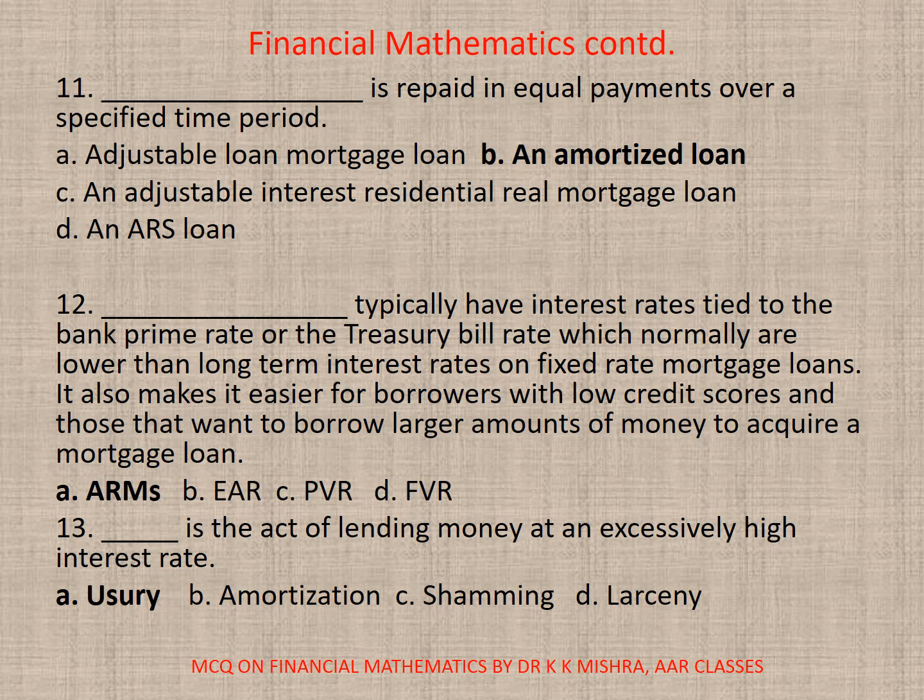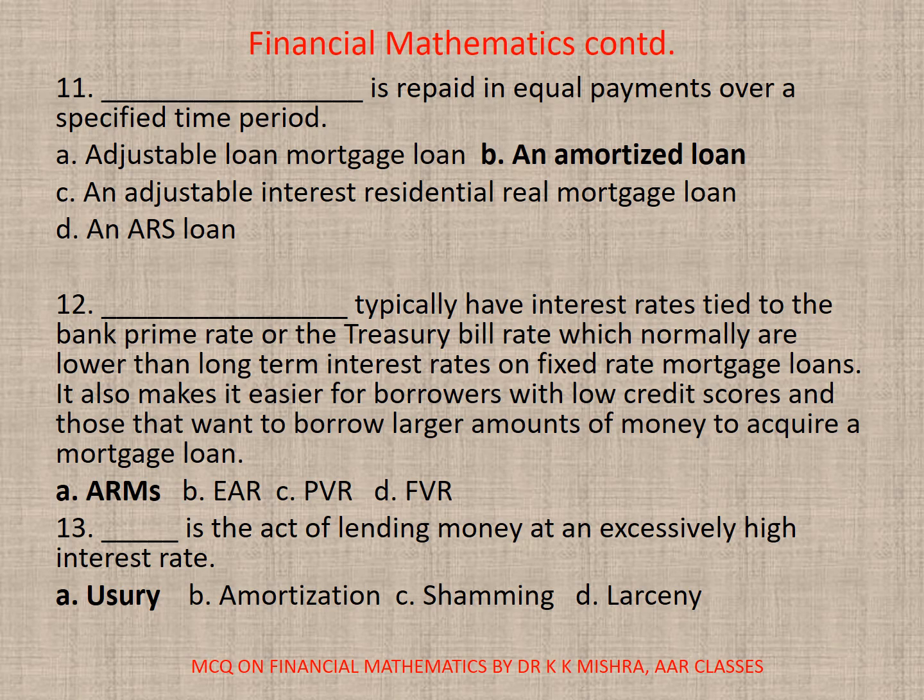12. Dash typically have interest rate tied to the bank prime rate or the treasury bill rate, which normally are lower than the long-term interest rates on fixed rate mortgage loans. It also makes it easier for borrowers with low credit scores and those that want to borrow larger amounts of money to acquire a mortgage loan. So the correct option is A. ARMs.